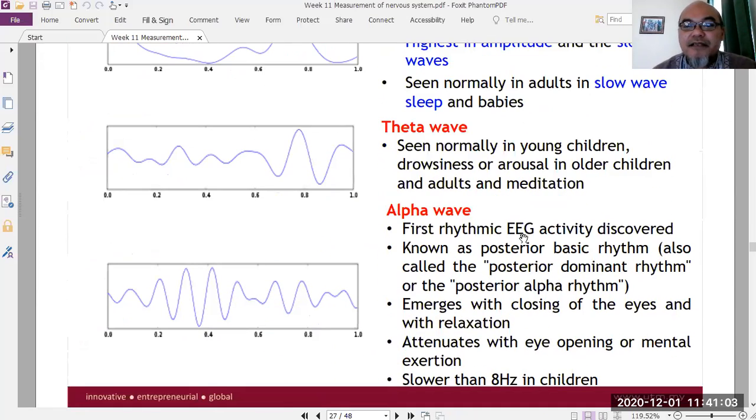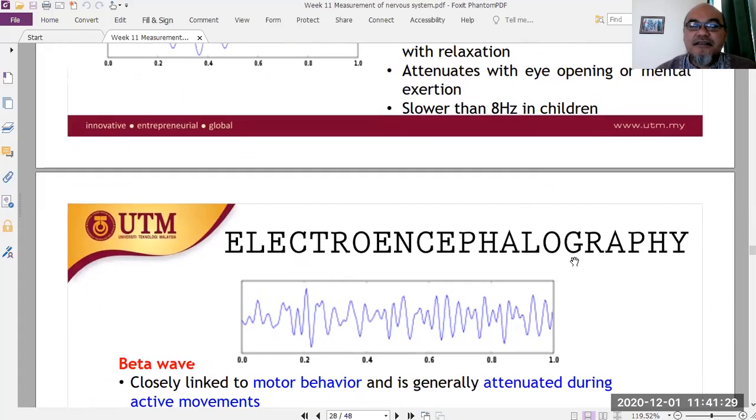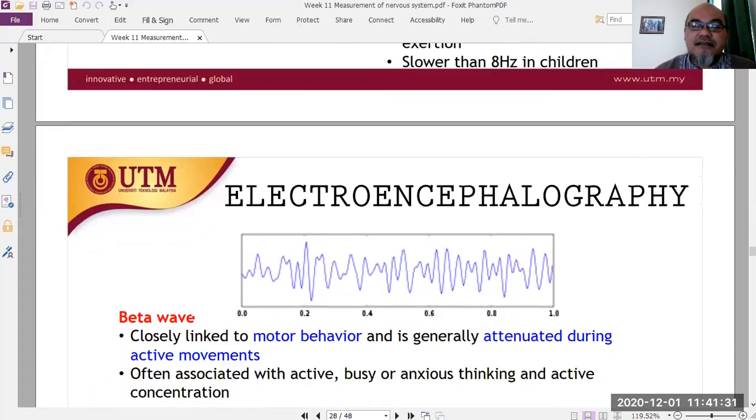This is the first rhythmic EEG activity being discovered, known as the posterior basic rhythm, also called the posterior dominant rhythm or the posterior alpha rhythm. Emerges with closing of the eyes and with relaxation. Attenuates with eye opening or mental exertion. So when you're relaxing, alpha wave will be generated. Slower in children. Then the last part is beta wave.